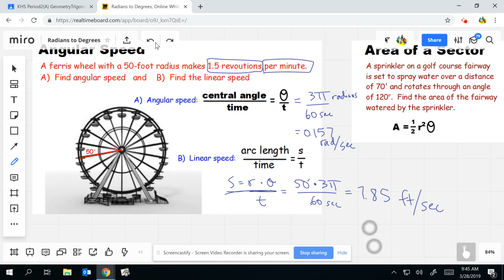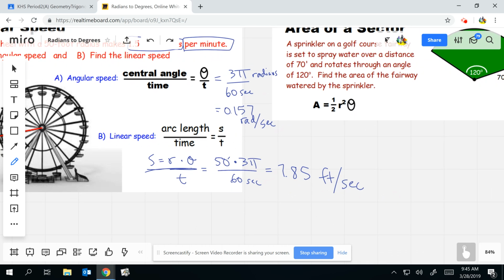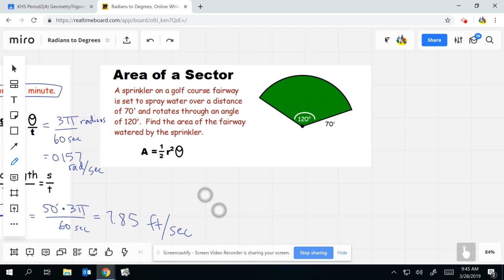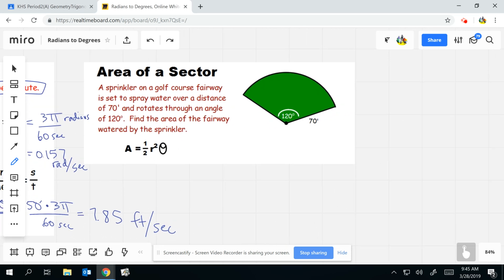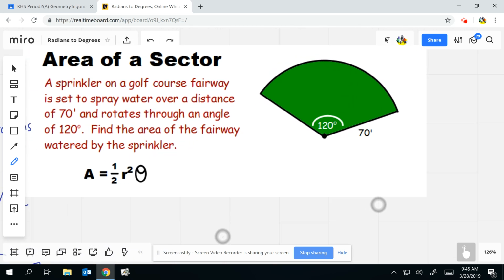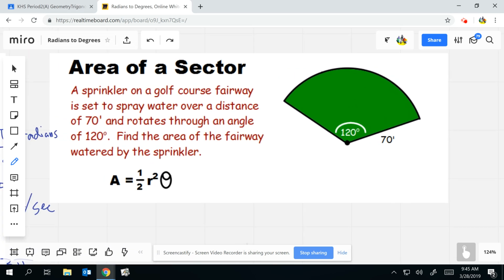All right, so that's angular speed, how many radians in a second, and that's linear speed, how many feet in a second. The last one is your area of a sector, which again we did in geometry. And I have to admit, the geometry one might even be easier, but I will show it to you. Now that we know radians, we can use a formula. It might be hard to remember the formula, so you might want to use the geometry one, which was part over whole equals part over whole.